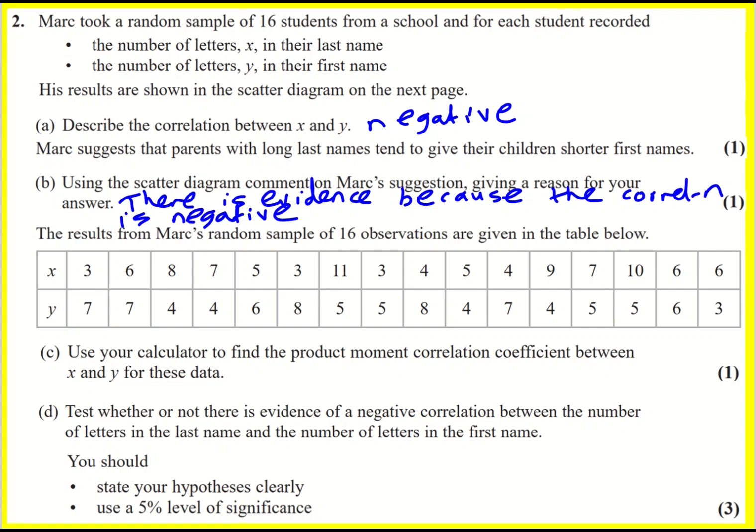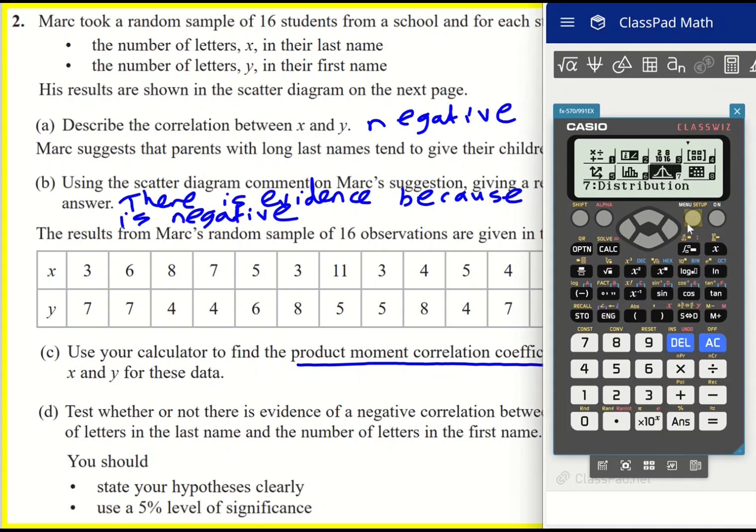The results from Mark's random sample of 16 observations are given in the table, and we're asked to find the product moment correlation coefficient between X and Y for these data. All right, here we go then. So we need to go to menu and then statistics. You might be using a slightly different calculator than me, so you have to find your way around it, but it should be similar. And then it's not one variable here. We're actually dealing with two variables. We're going to be doing y equals a plus bx. That's like a straight line of best fit kind of situation.